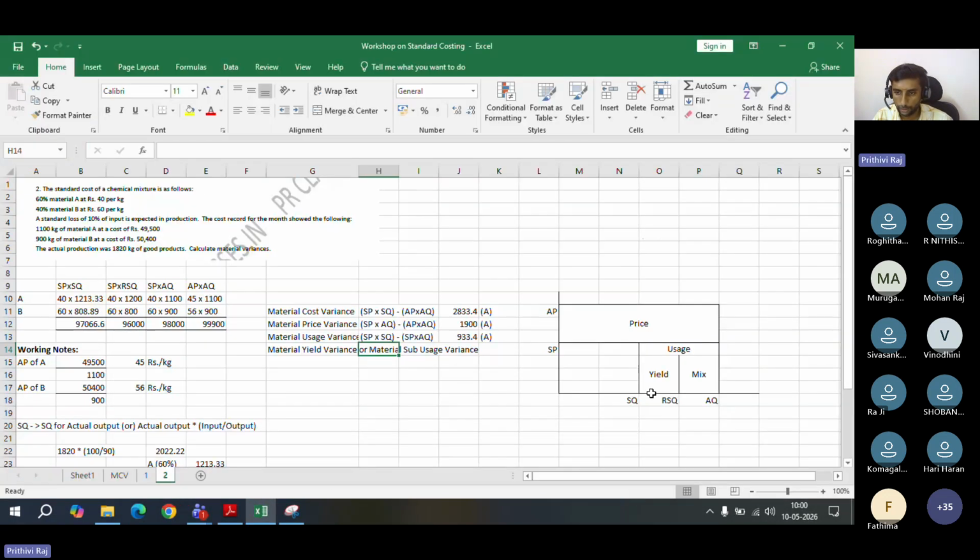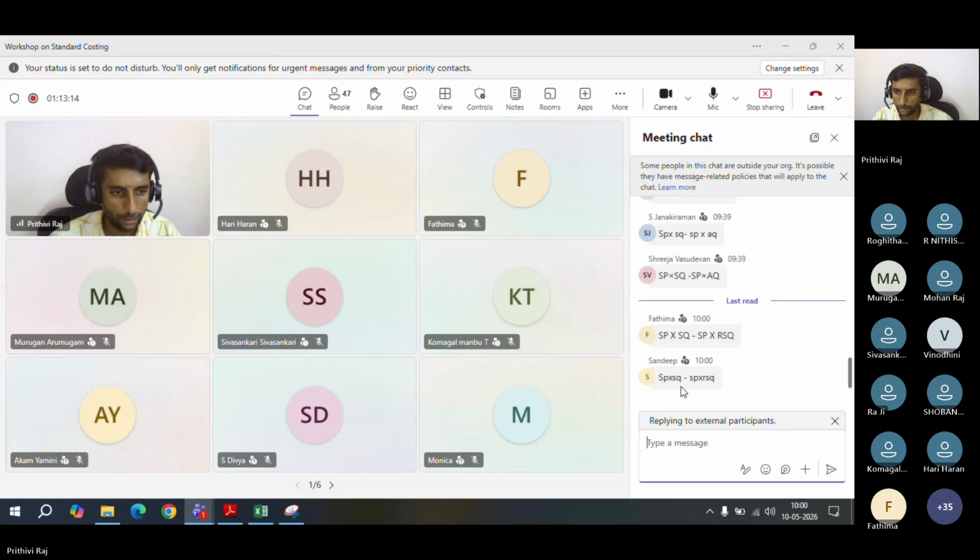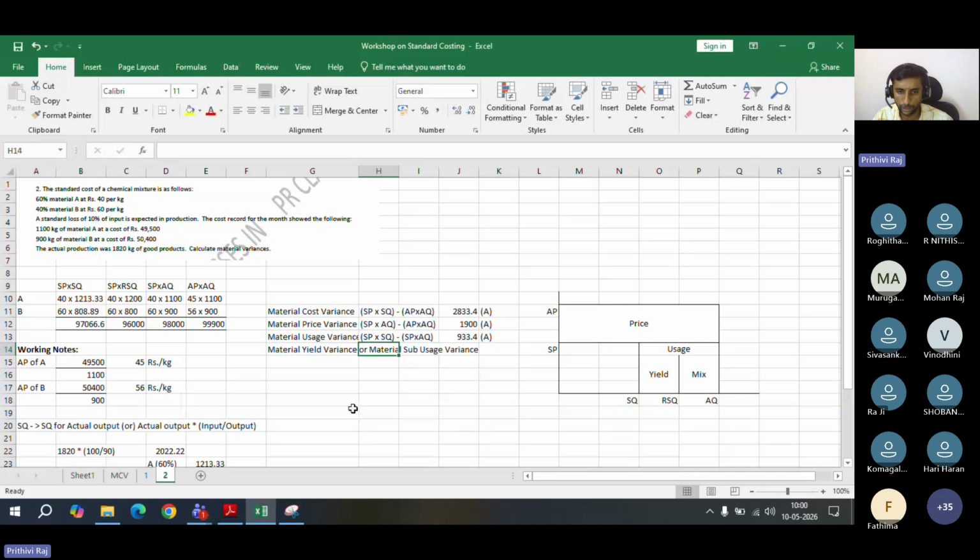SP into SQ minus, correct. So SP into SQ minus SP into RSQ. This is favorable for you.